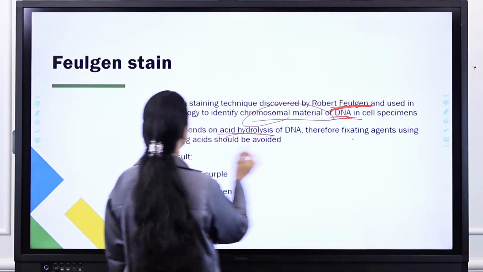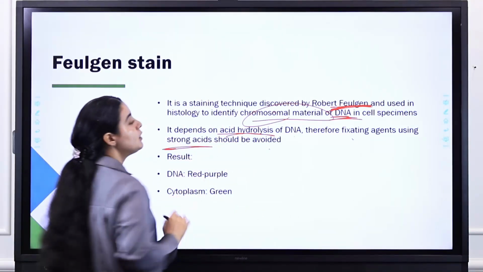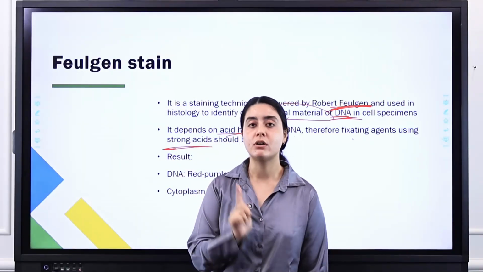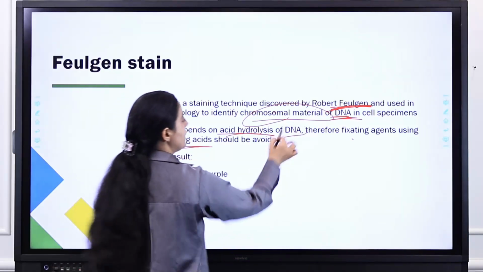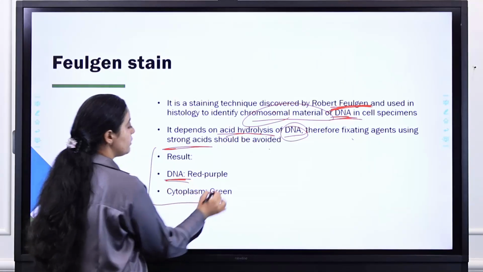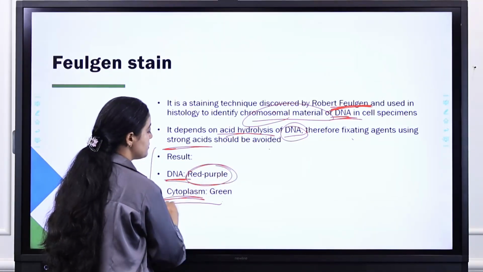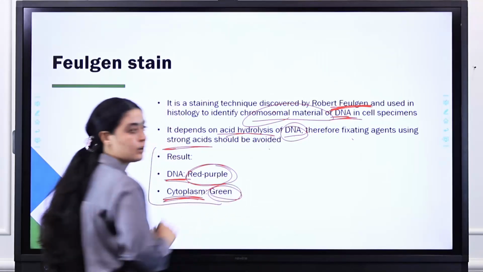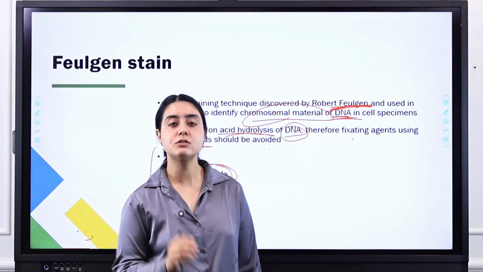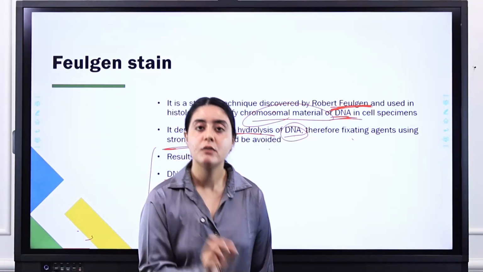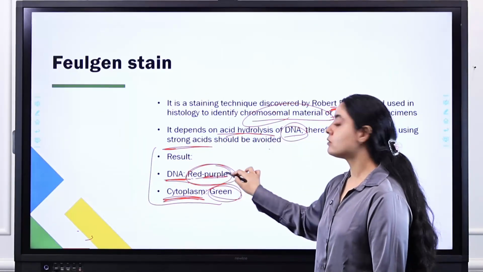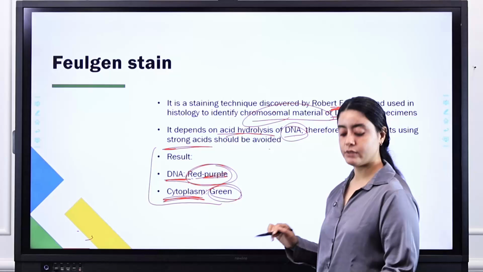Therefore, fixating agents using strong acids should be avoided. When we fix our slides for this staining, we have to avoid strong acids because they can cause hydrolysis of the DNA. Okay, what will be the result? If we observe DNA, it will be red purple in color, and the cytoplasm will be green. As I've told you already, there are so many classifications of staining, so you only have to know the basic use, basic principle and the result. So in this stain, our DNA will be shown red purple under the microscope and cytoplasm will be shown green.